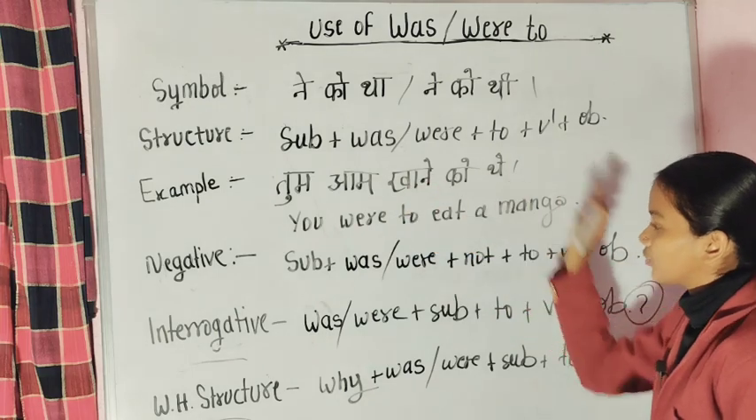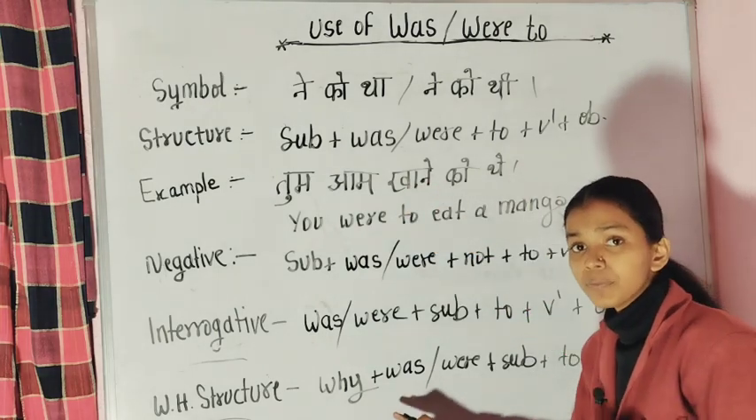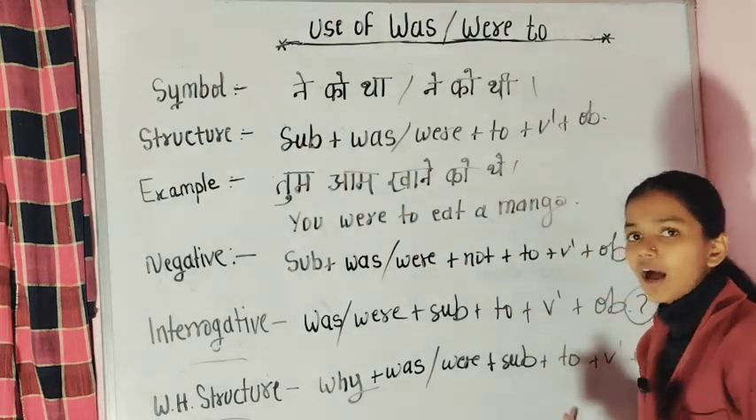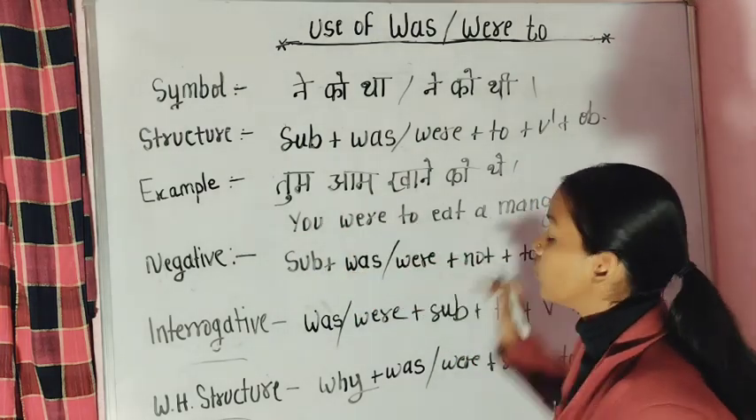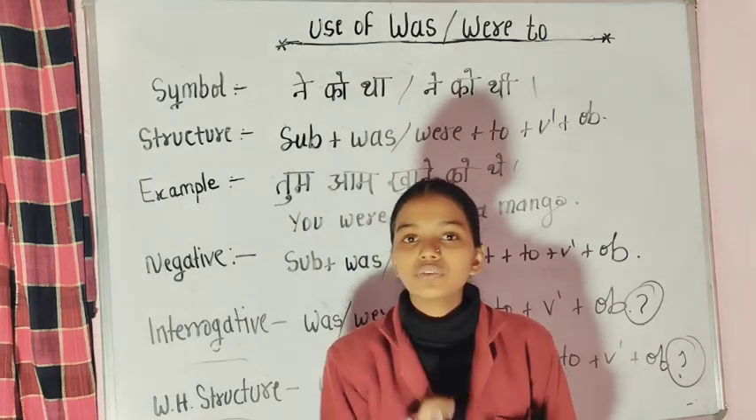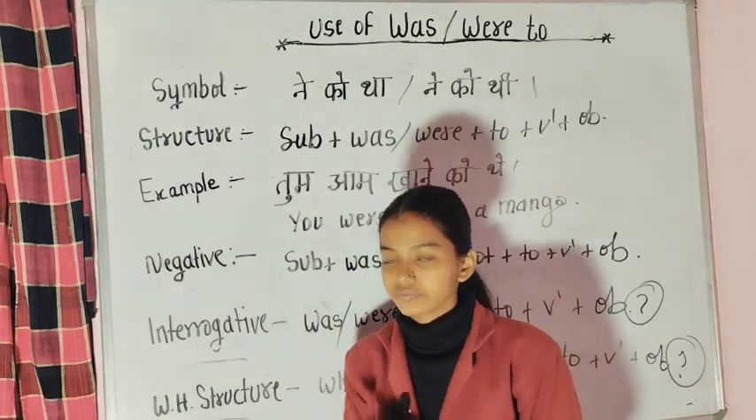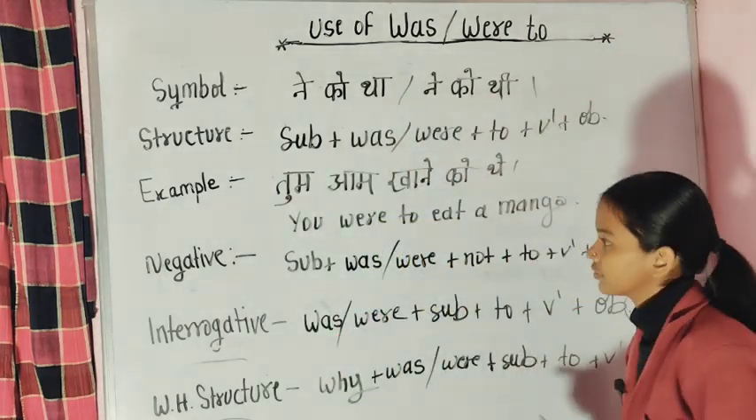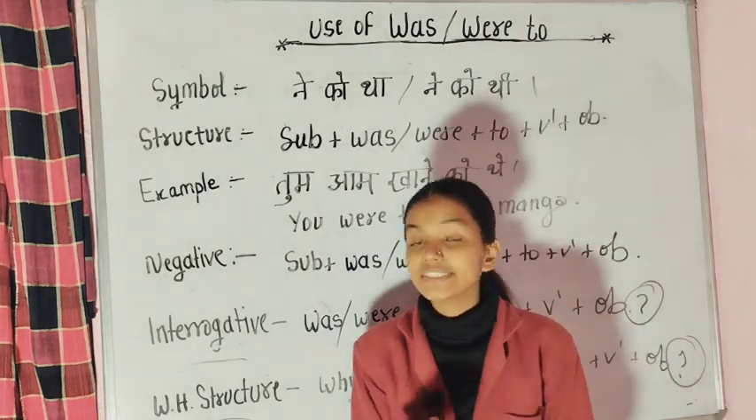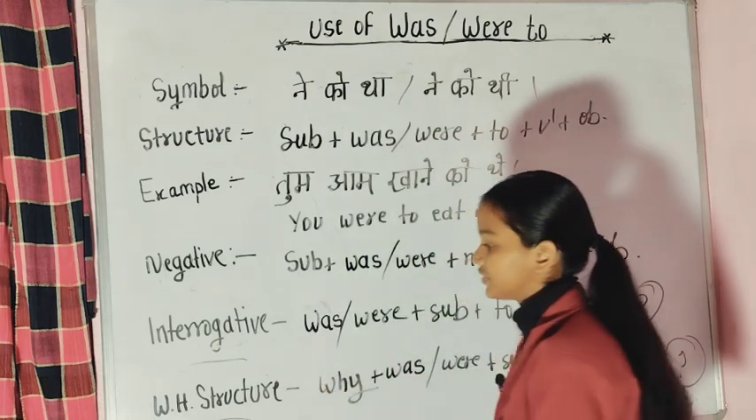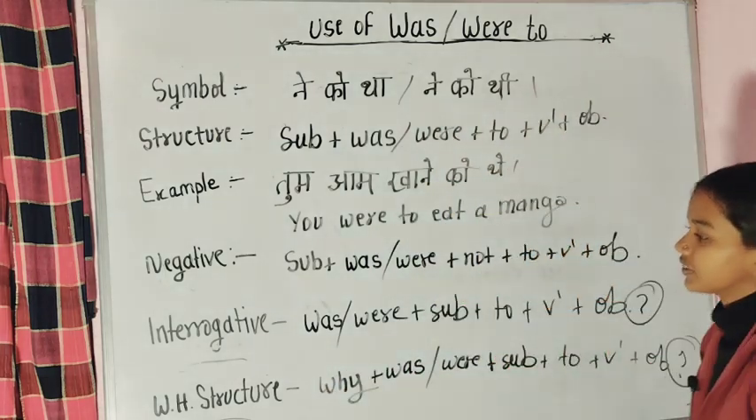तुम आम खाने को थे. तुम आम क्यों खाने को थे? Why were you to eat a mango? This is the example of the WH structure. Okay, we have to make this type.